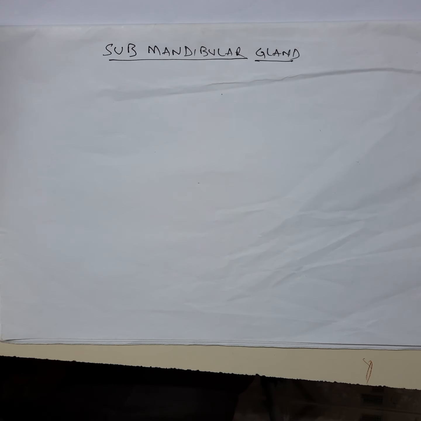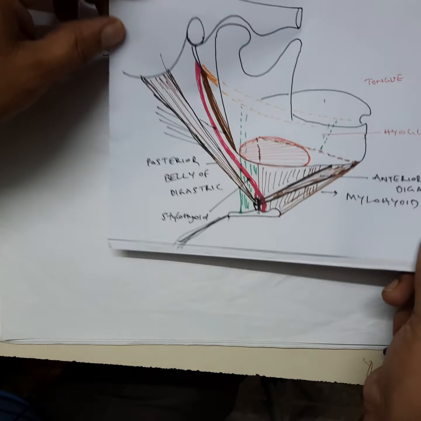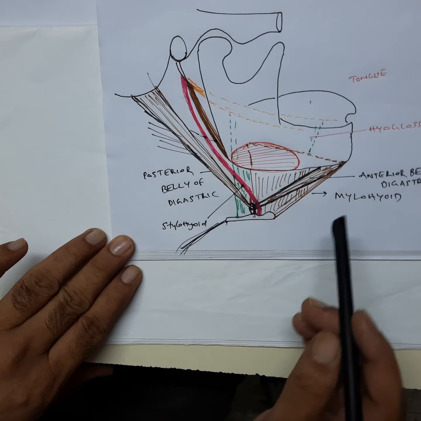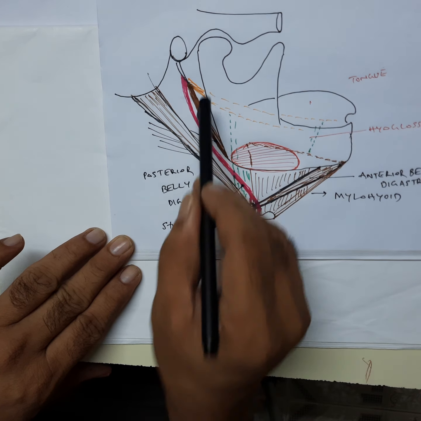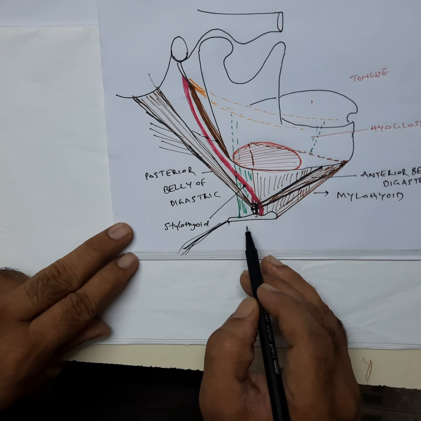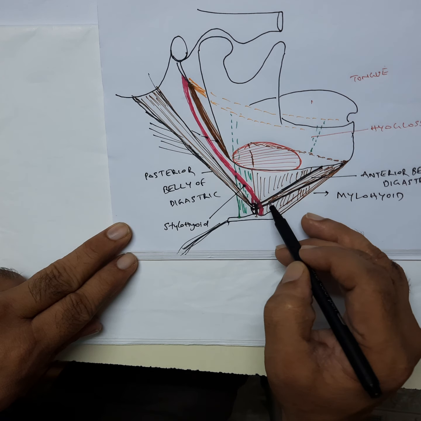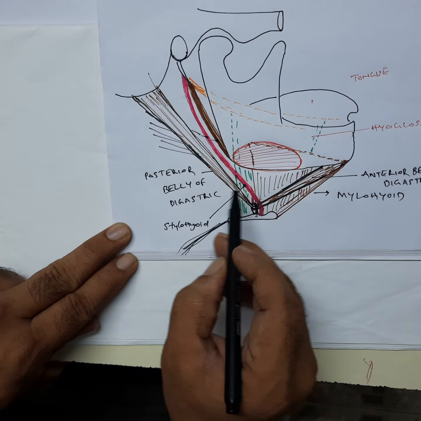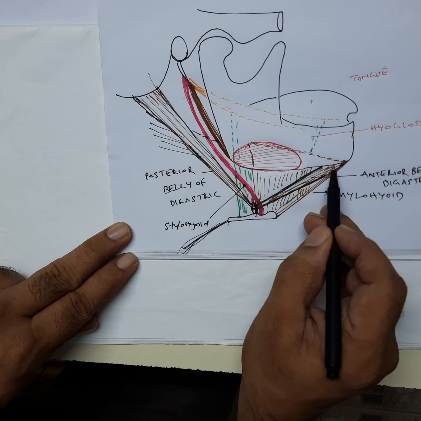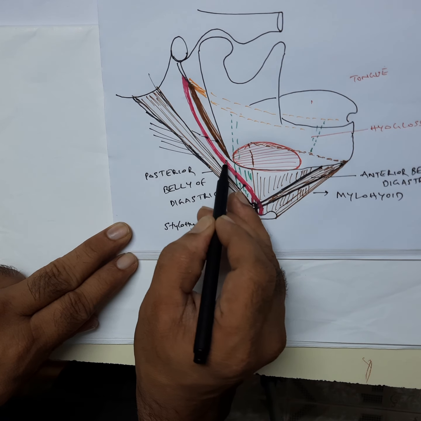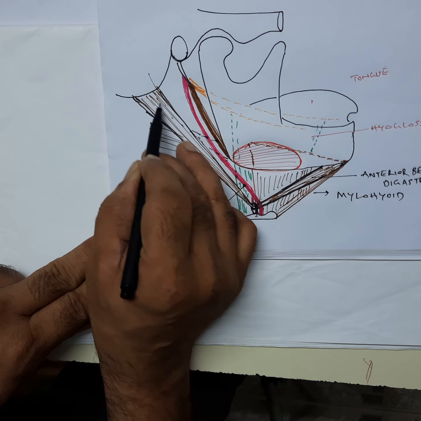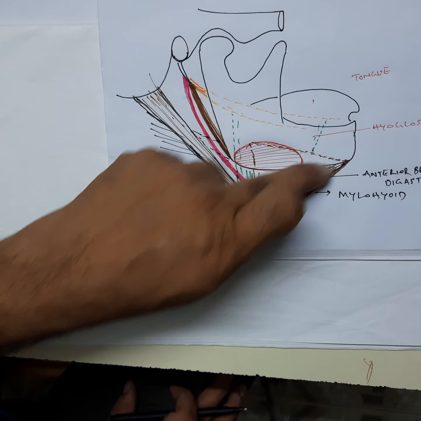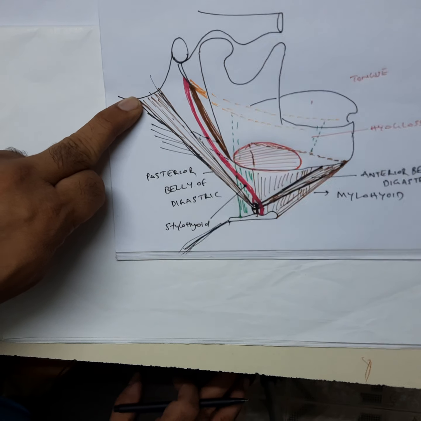As a recollection, I made a diagram of the submandibular digastric triangle. You can see here, this is the lower border of the mandible and this is the hyoid bone. You can see the anterior belly of digastric, the posterior belly of digastric and the lower border of the mandible, along with an imaginary line from the mandible to the mastoid process. This forms a triangle, that is the digastric triangle.